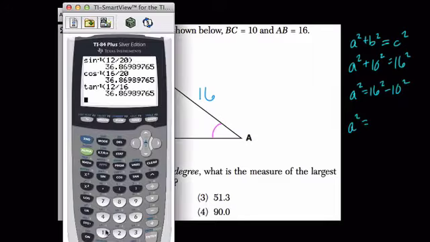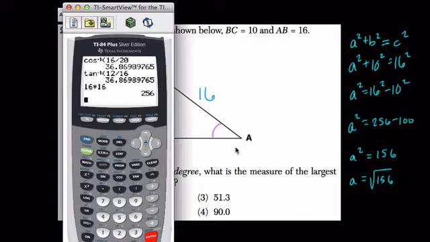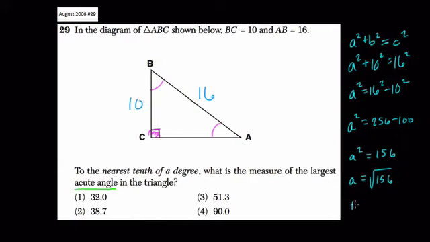And a squared equals what? What's 16 squared? Okay, 16 times 16 is 256, minus 10 squared, or minus 100. And we get a squared equals 156. And a would then be the square root of 156. Let's approximate that number. We want to see if it's more or less than 10. So 156 to the 1/2 power, that's how I like to enter my square roots. It's about 12.5. So a is about 12.48, or 12.5.